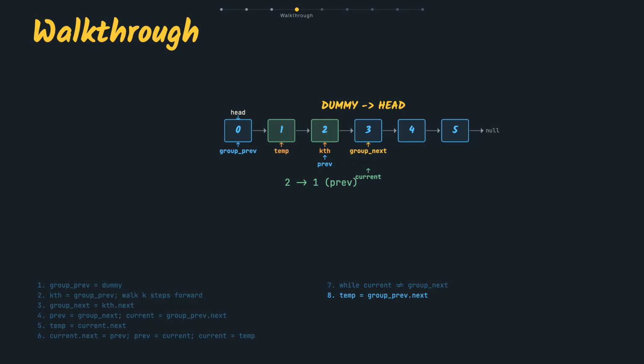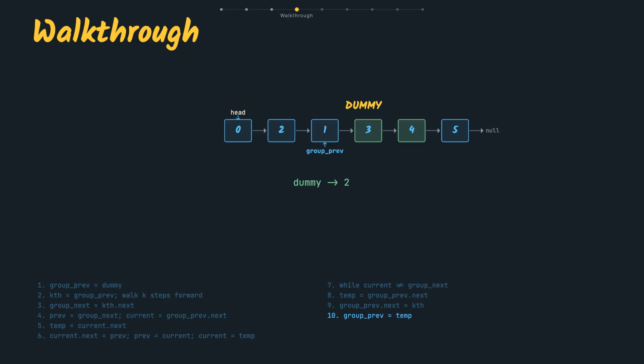Reconnect. The old head was node 1, now the group's tail. Save it as the next group prev. Group prev, the dummy, now points to the new head, node 2. Advance group prev to the old head, node 1. The list now reads 2, 1, then 3 onward.